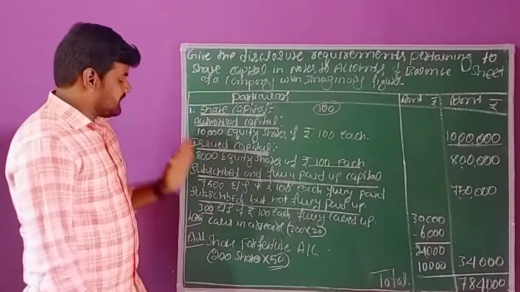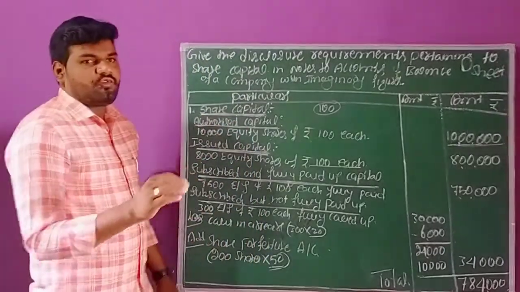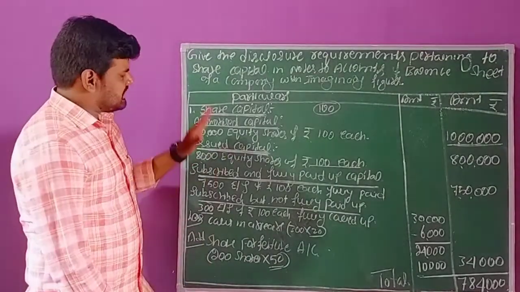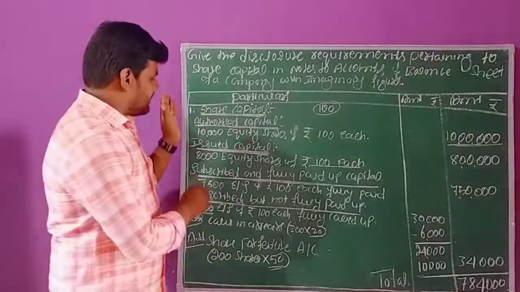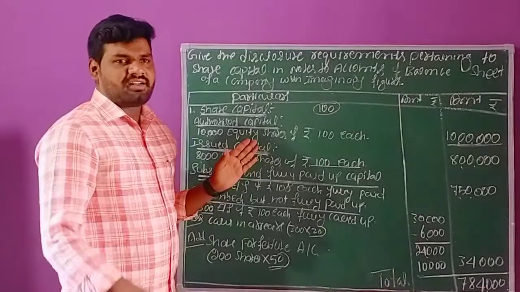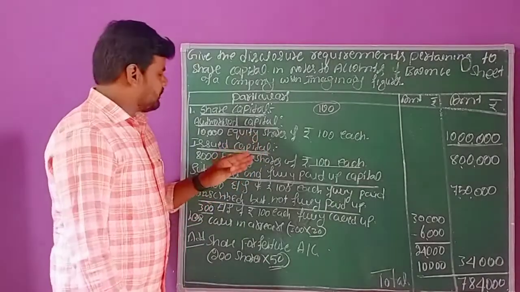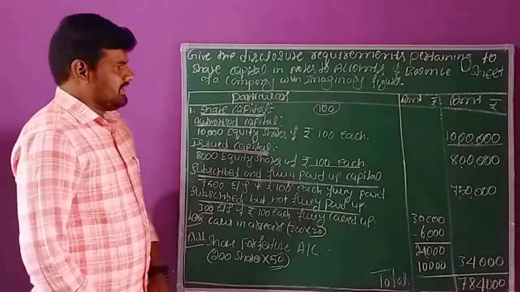This is a practical oriented 5-mark question. In this question we have just recorded imaginary values. We can record any values by following these headlines.